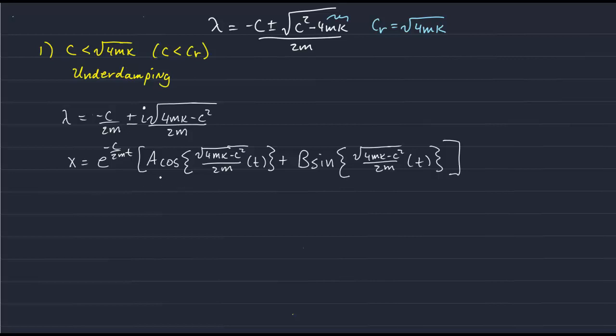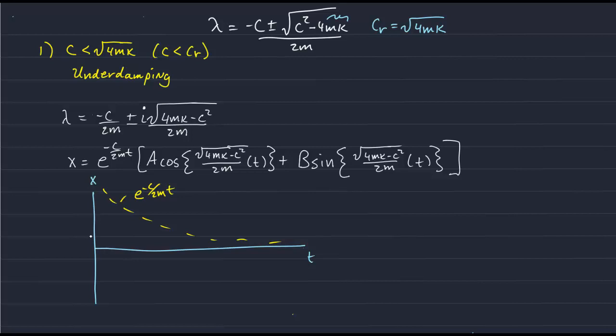And so we get a function that's partly periodic, but the amplitude of the periodic function is multiplied by an exponentially decaying function. So if we were to sketch this up, we're going to sketch x as a function of t. The envelope of the periodic function is controlled by this exponential decay curve, e to the minus c over 2m t.